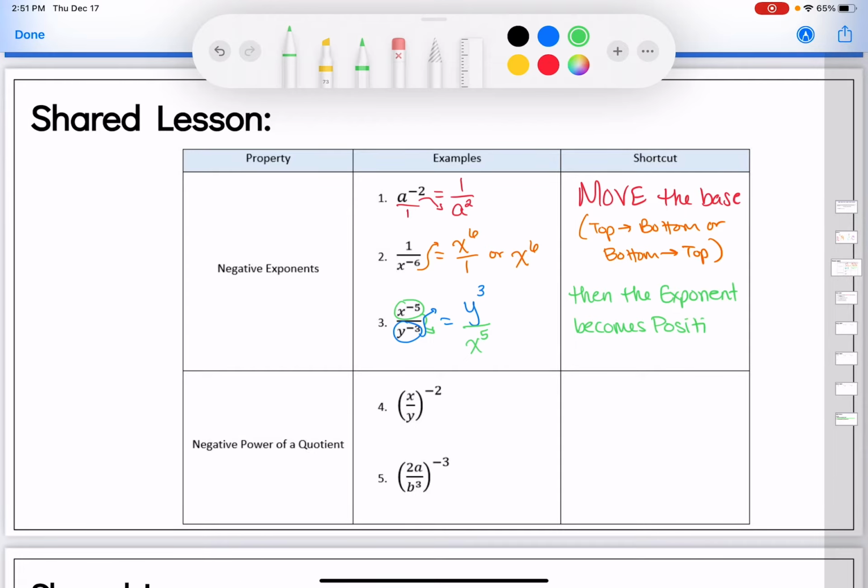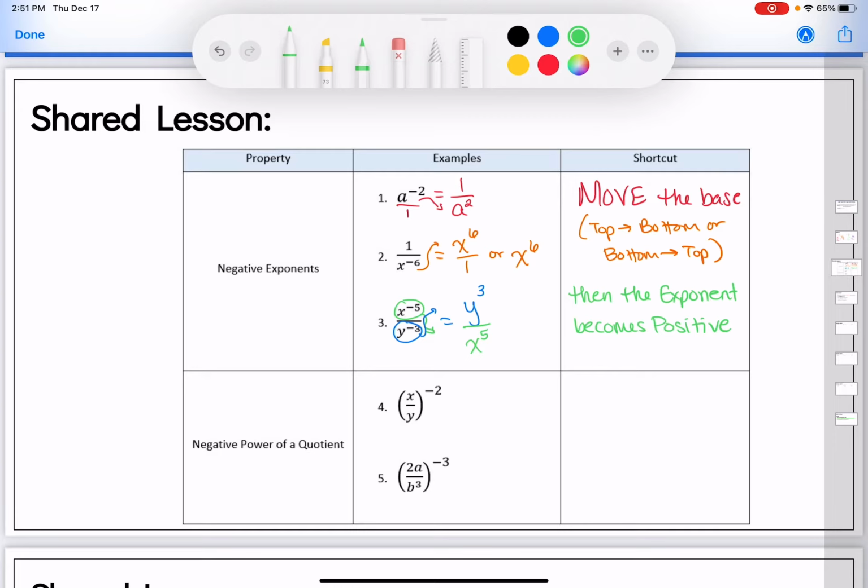Because if you kept it as a negative exponent, you'd be moving forever. Move, move, move, move. Endless loop, right? So you want to make sure that once you move it, the exponent becomes positive. No more negative exponents going on. So now that we're throwing negative exponents into the mix, your answer is never finished. You're never completely simplified until all of your negative exponents are gone.